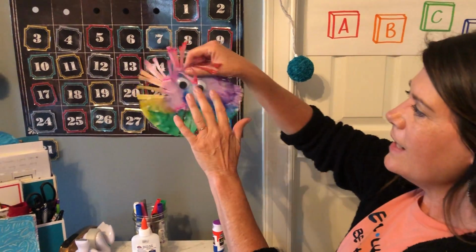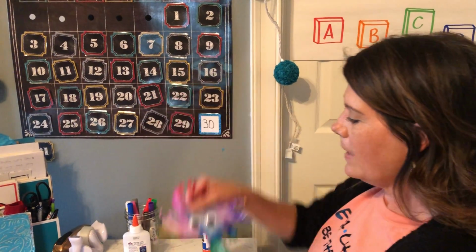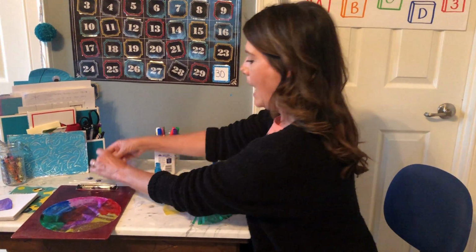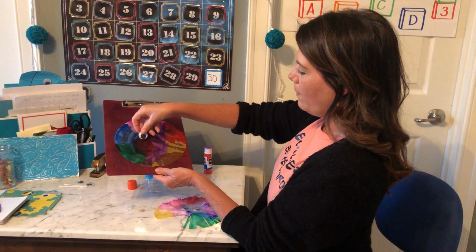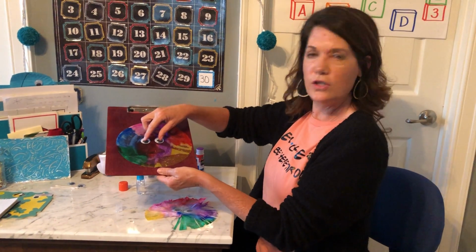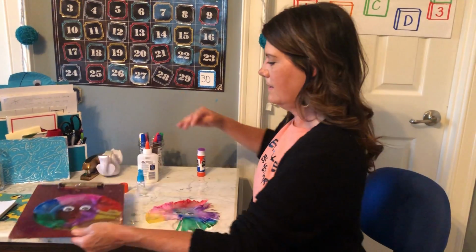And what you want to do is you want to take some googly eyes and glue in the middle. So for this one, once it's dry, I would just take my two eyes and I would put them right in the middle of the circle. So you want to do that first. So just go ahead, once it's dry, glue on your eyes.